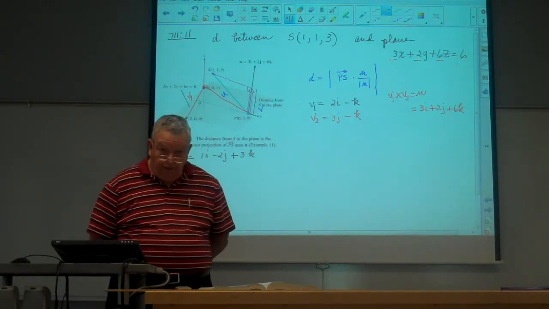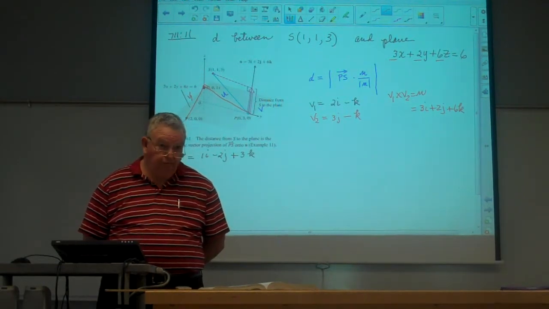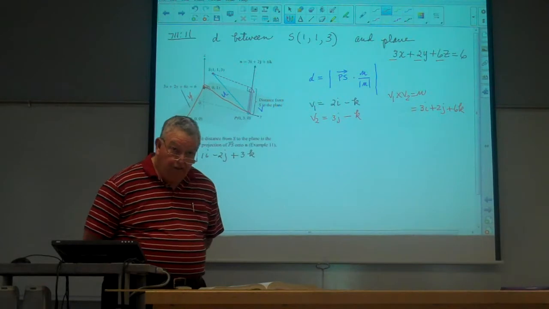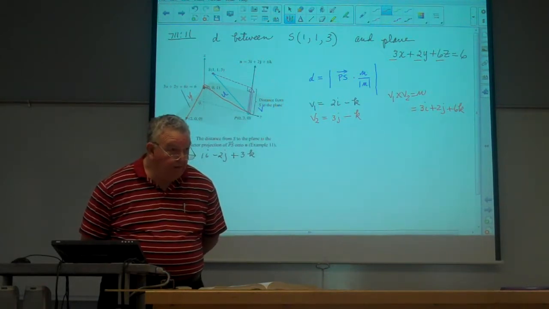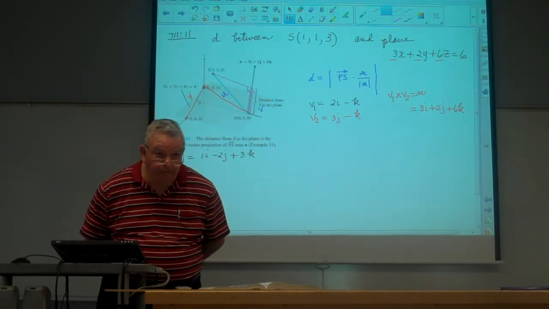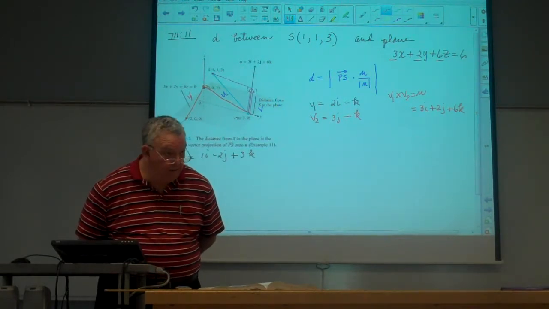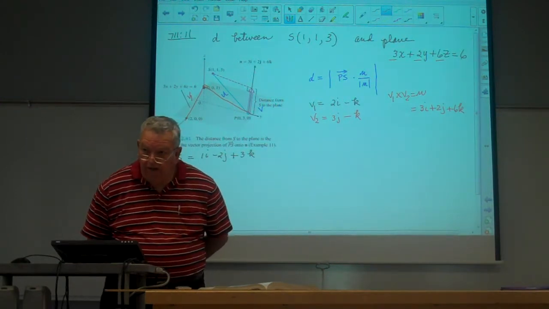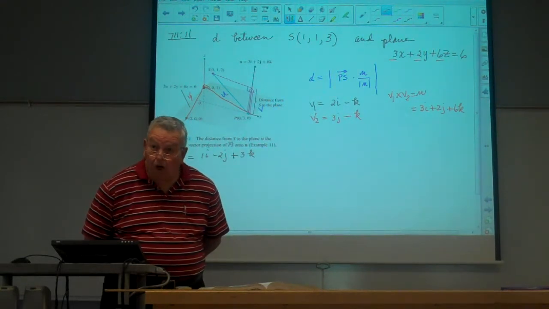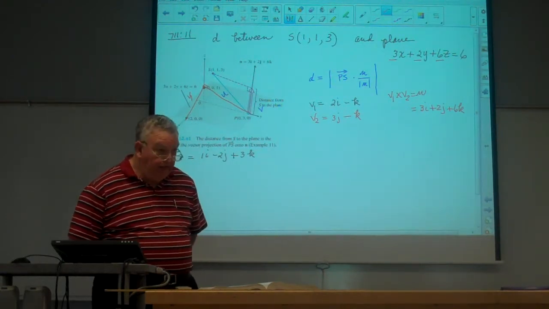And where does the 6 come from? Any point on the plane. You put any point on the plane for X, Y, and Z, and that will give you the right-hand side. And we did that last time. I gave you a couple of ways to define a plane, huh? But the coefficients of X, Y, and Z in the plane are always the normal vector. Always. And the right-hand side is by putting in any point.